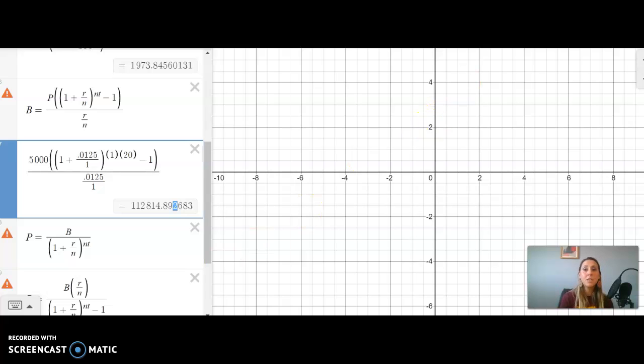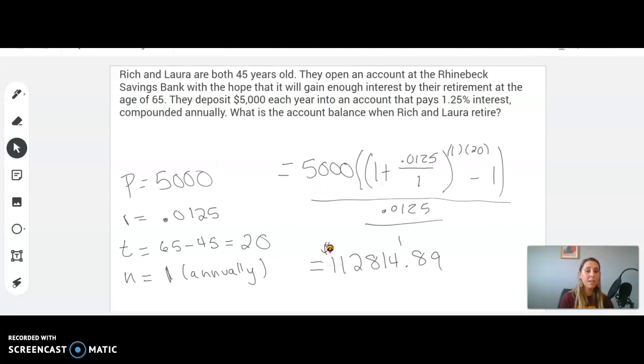So if we go back to that, I need to be careful when I'm writing my answers. I am rounding to the nearest penny and I'm using my dollar sign because we're talking about money. So the account balance that Rich and Laura will have when they retire is about that much money, which probably isn't enough to retire on, so they hopefully have another plan.